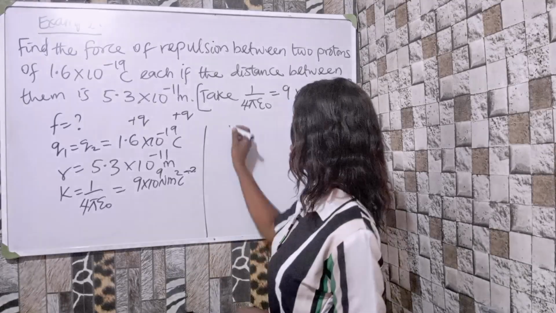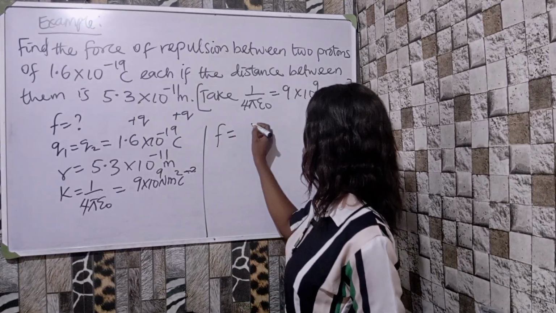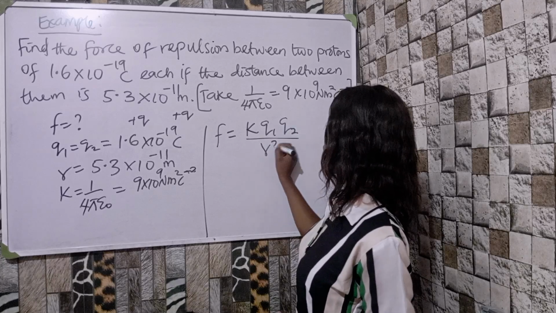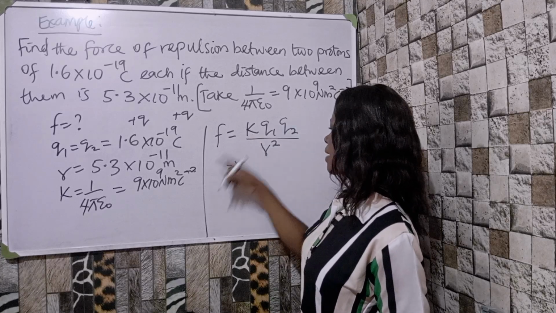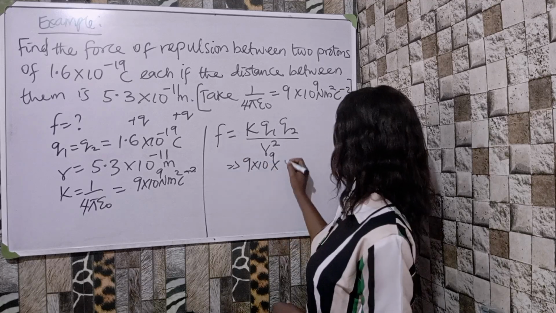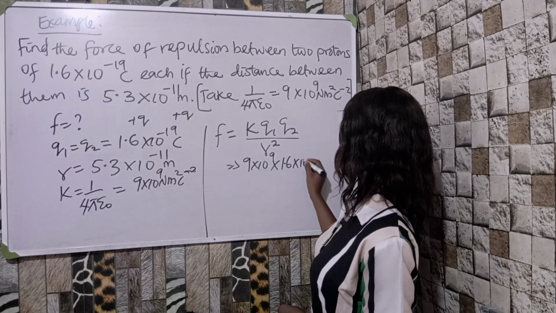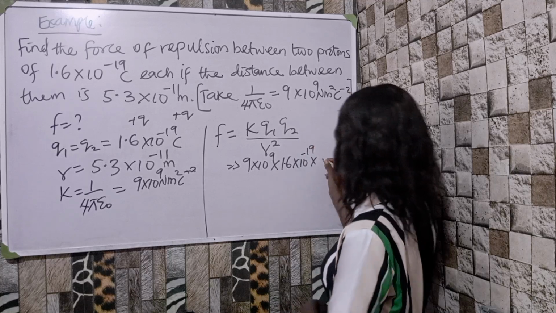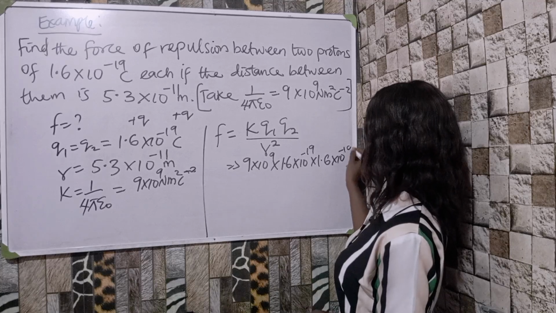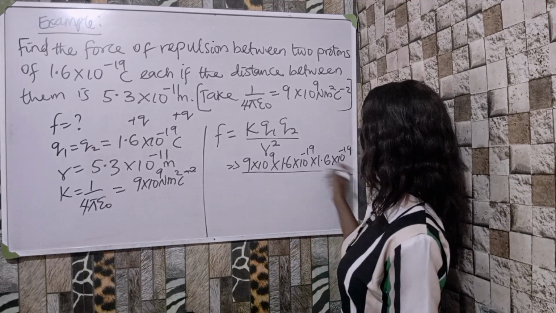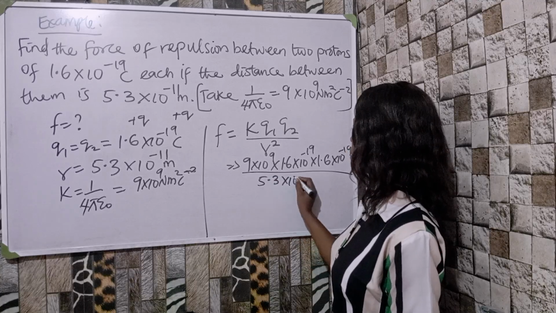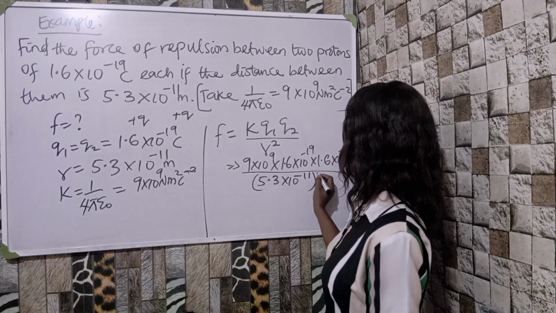Let's use our formula, which is F is equal to K Q1 Q2 over R squared. What is my K? 9 times 10 raised to power 9, times 1.6 times 10 raised to power minus 19, times 1.6 times 10 raised to power minus 19, then divided by my radius, which is 5.3 times 10 raised to power minus 11, all squared.